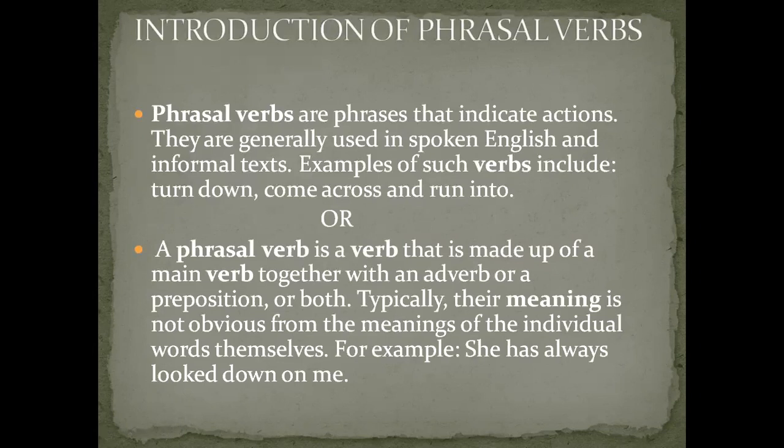Okay, introduction of phrasal verbs. Now, what are the phrasal verbs basically? First of all, phrasal verbs are phrases that indicate actions. They are generally used in spoken English and informal text. Examples of such verbs include turn down, come across, and run into. Now you can see phrasal verbs are phrases that indicate action. Their name is also indicating that this is something related to the action. Verbs. What is verb? Verb is an action verb. So action word is a verb. So definitely phrasal verbs are also related to some action.